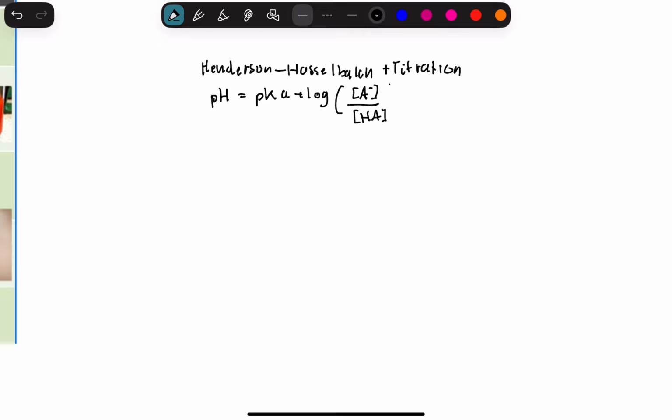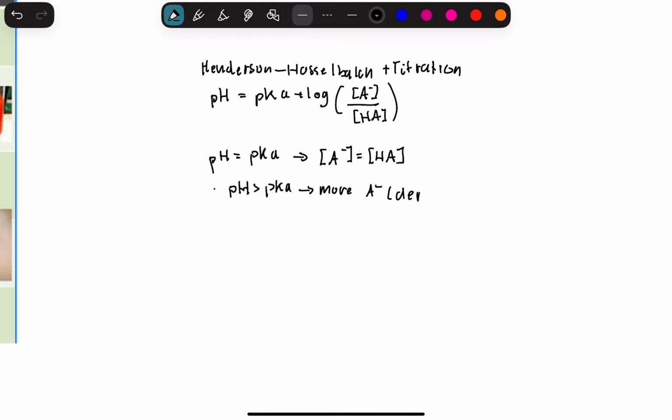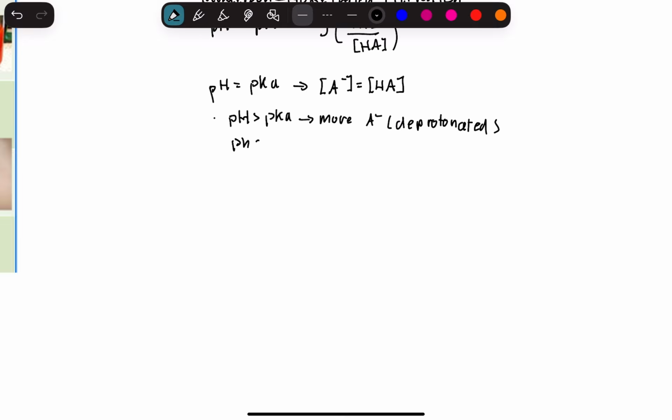What does this mean? Well, when pH is equal to pKa, that's going to give you A minus equal to HA. If you know that pH is greater than the pKa, that means you have more A minus, and this means that you have a deprotonated state. And if pH is less than pKa, at this point you have more HA, which means you have a more protonated state. So this is how you check every single one of your answers.